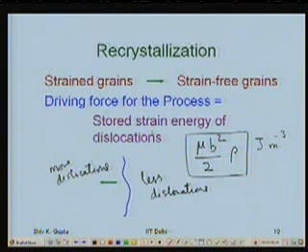In this case, what would happen if I hold it at 100 degrees, or I hold it at 90 degrees, or I hold it at 120 degrees? Would delta G change with temperature? Is delta G a function of temperature?